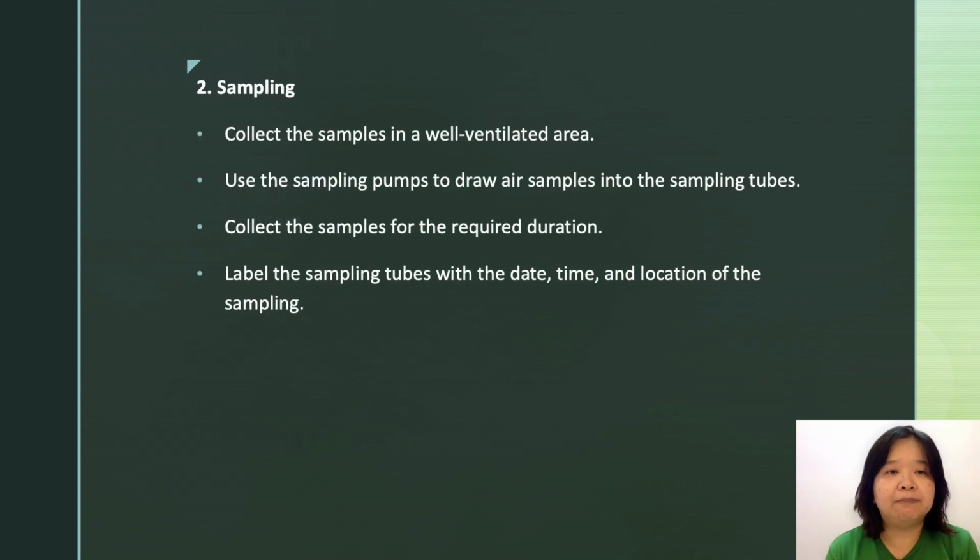Number 2 is sampling. They must follow the steps on how to collect samples. It must be in a well-ventilated area. It must be using pumps to draw air into the sampling tubes and collect the sample for the correct time, and also label each sample with the date, time, and location of it.